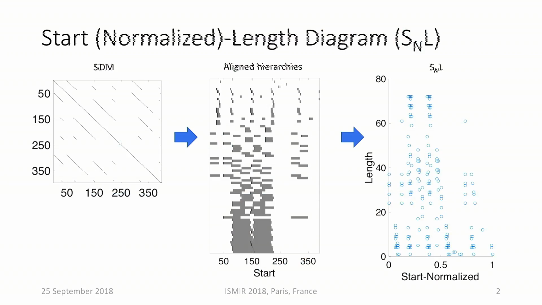This research builds off of previous work that was done by Kinnaird back in 2016, where she took information from the self-dissimilarity matrix, took out those repetitive structures, and placed them on the same time axes. So what we're looking at in our aligned hierarchies are all possible repetitions that occur in this song. From there, we were inspired by topological data analysis to look at features in our data set. So we took our start and our length of each of these repetitive structures and put them on a start normalized length diagram, which we see on the rightmost structure.